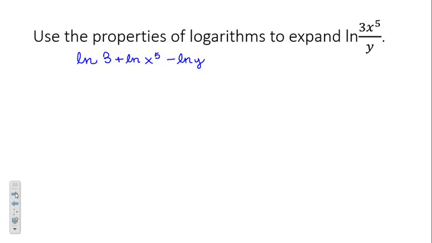Is there anything else that we can do to expand this? We used our product property. We used our quotient property. What else do we have? Power property. Okay. So what can we do with our power property here? Do we have a power? X to the fifth, right? So this can go to the front and call it the ln of 3 plus 5 times the ln of x minus the ln of y. And that's as expanded as it gets. Every coefficient and variable and power got used. Okay.